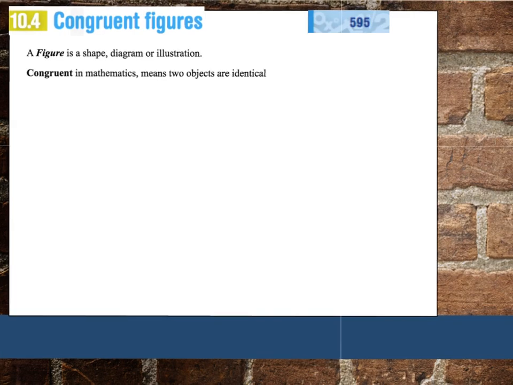Now, congruent in mathematics means that two objects are identical. That means that they are exactly the same. They're copies of each other. So in terms of computers, if you have any document open and you copy something and you paste it just as it is, they are congruent. You can turn them around, you can flip them upside down, they still stay exactly the same.